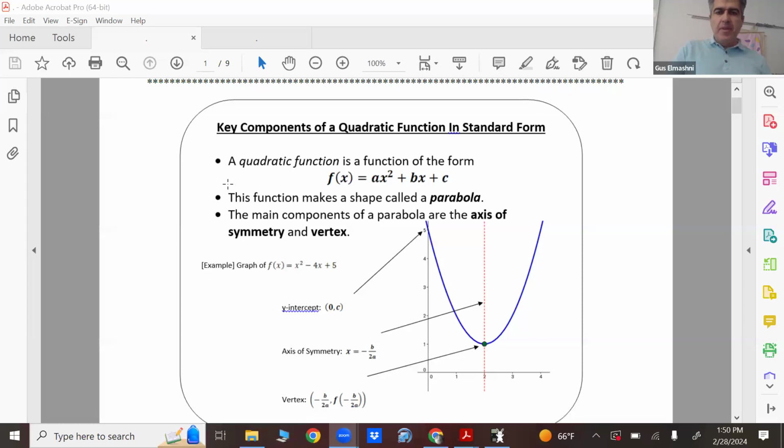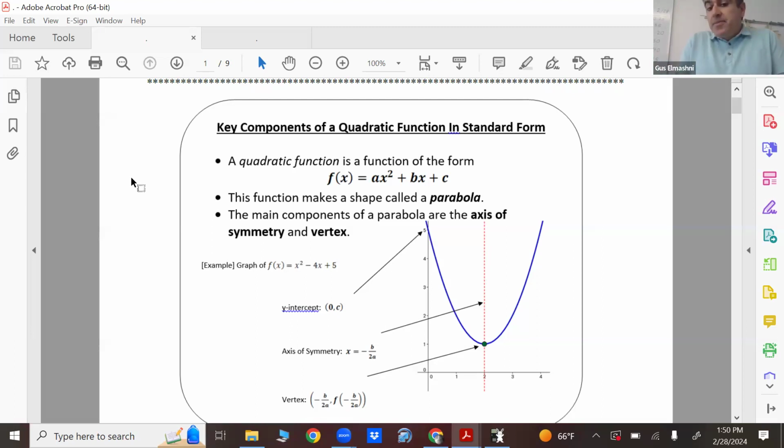Good. Okay. So key components of quadratic functions. It's all about quadratic functions. So it's all kind of review. A quadratic function in standard form is ax squared plus bx plus c. You should know that. It should be reviewed from last year. We did quadratic functions in Algebra 2.